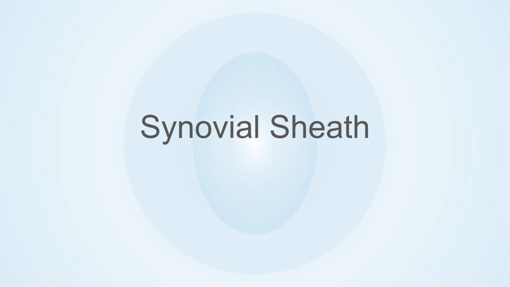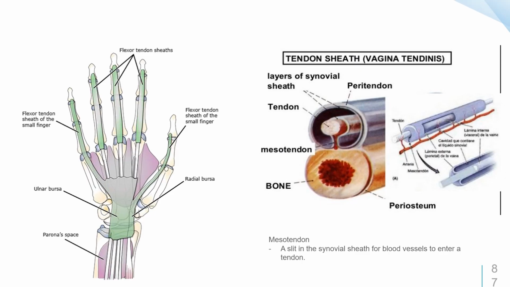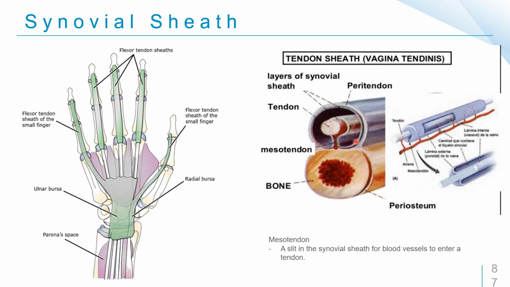Now this is a special kind of bursa, the synovial sheath. A synovial sheath is a tubular bursa that surrounds a tendon, and the tendon invaginates the bursa from one side so that the tendon becomes suspended within the bursa by a mesotendon. The mesotendon enables blood vessels to enter the tendon along its course.